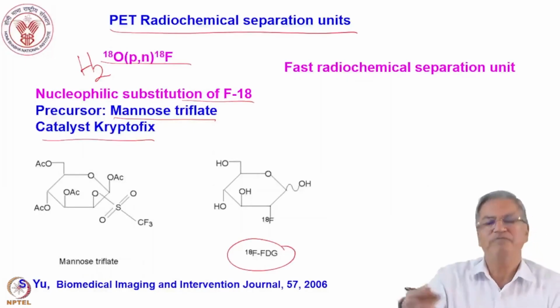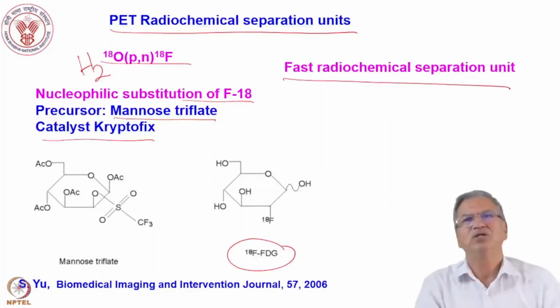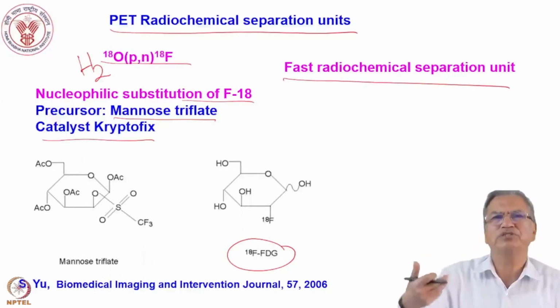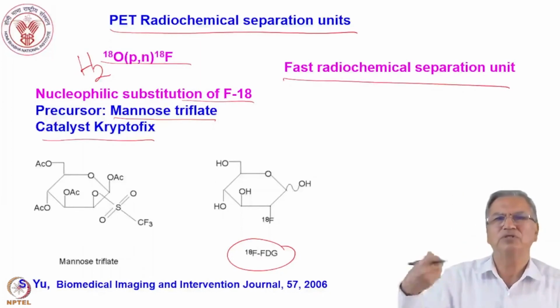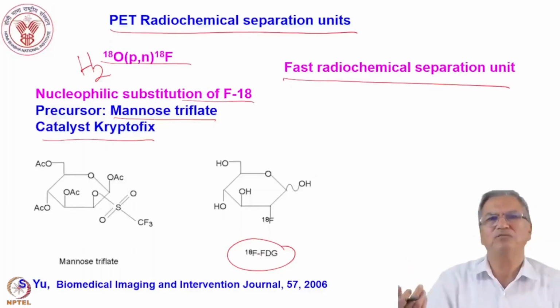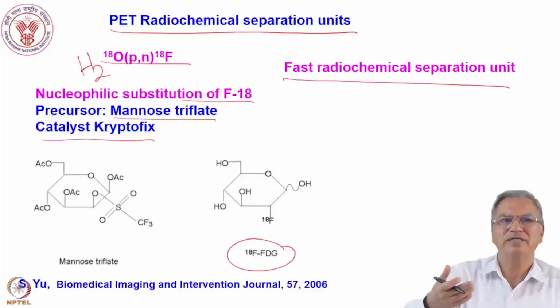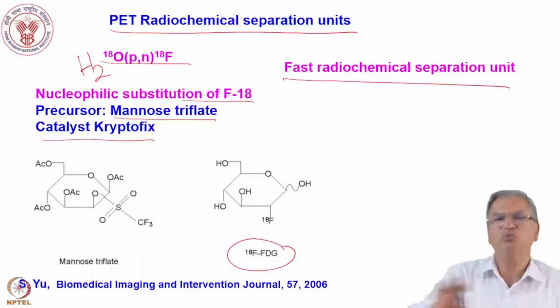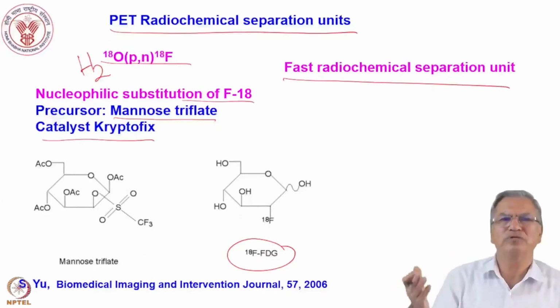Then you need a fast radiochemical separation where, within a few minutes, the F-18 labeled glucose molecule is separated from the irradiated target, that is H2O18. The whole system is in a very compact form, and you can supply the radiochemically pure and sterile sample to the hospitals in a very reasonable time frame, maybe a few minutes.